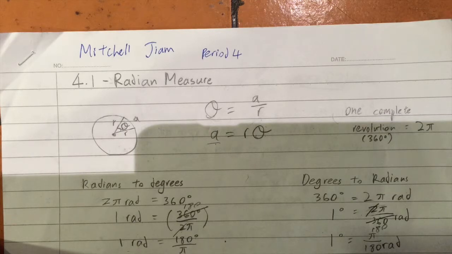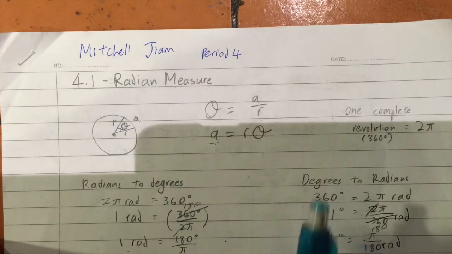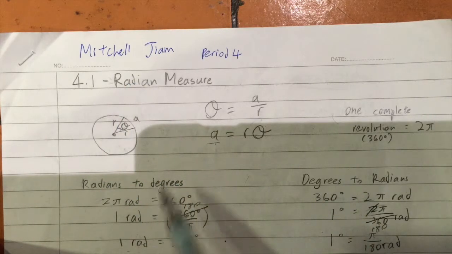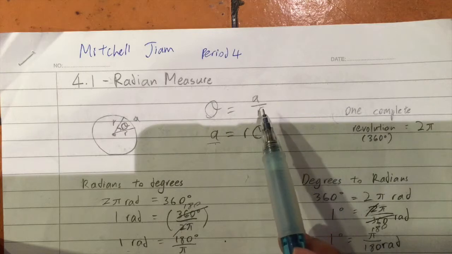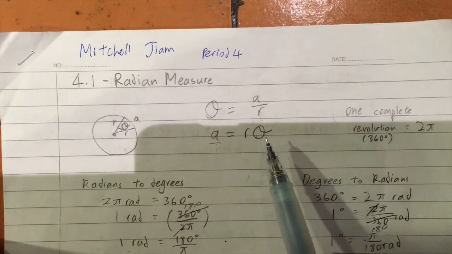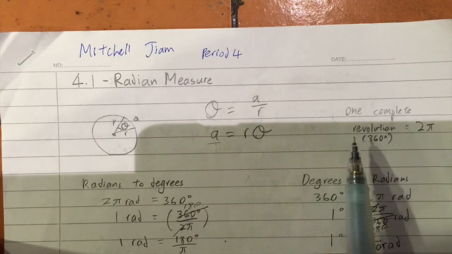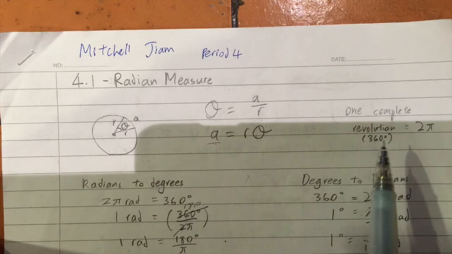In Chapter 4, the first topic will be radian measure. The general formulas for this chapter will be theta equals r over radius, r equals radius times theta. Theta is the radian measure. One complete revolution, which is 360 degrees, equals 2 pi.